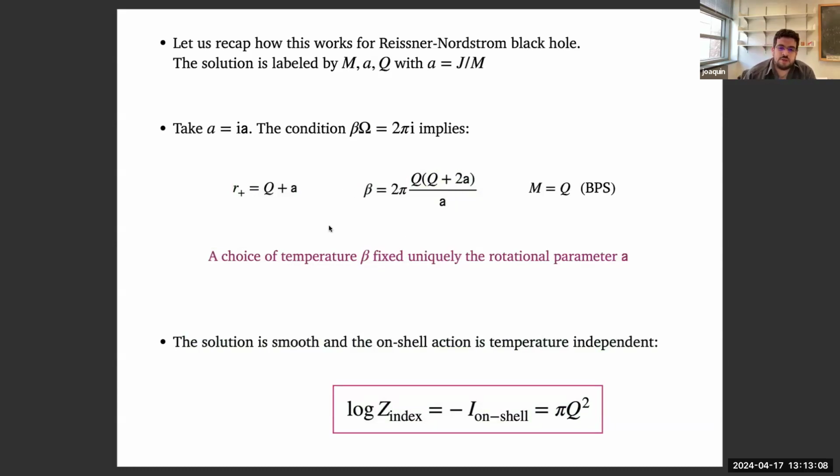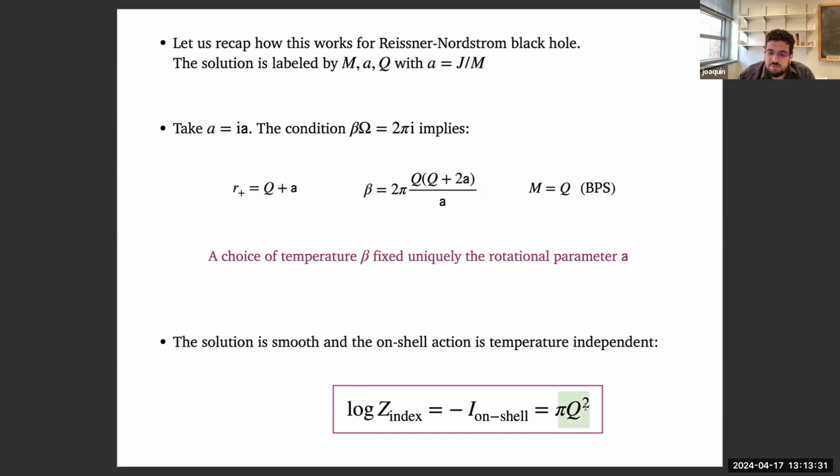And this makes sense because I should be able to compute the Witten index at any temperature. It should be independent of the temperature, but I should be able to compute it at any temperature using the gravitational path integral and reproduce the fact that it's temperature independent. So the solution is smooth, and the important thing is that the on-shell action is temperature independent.